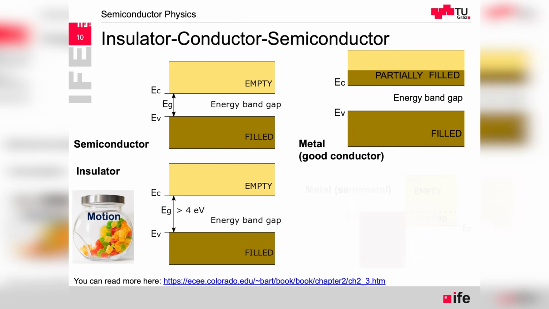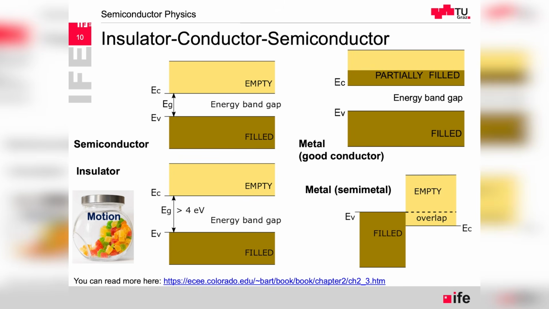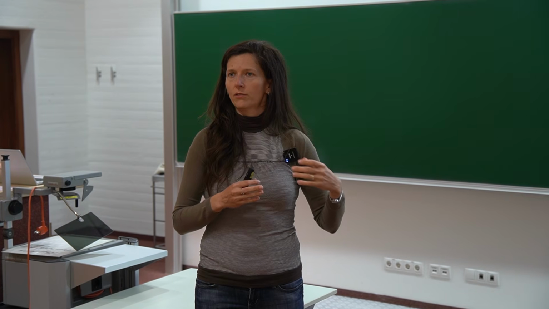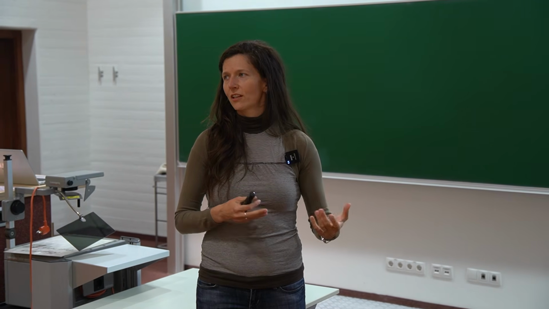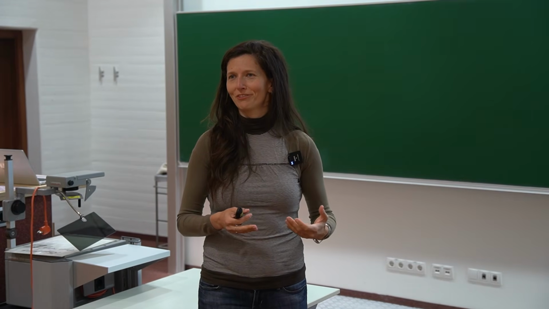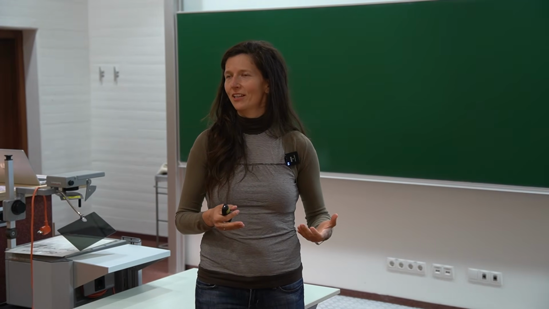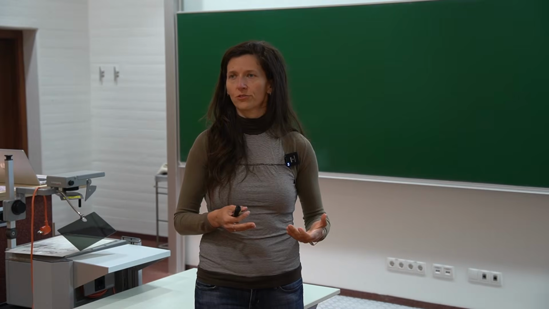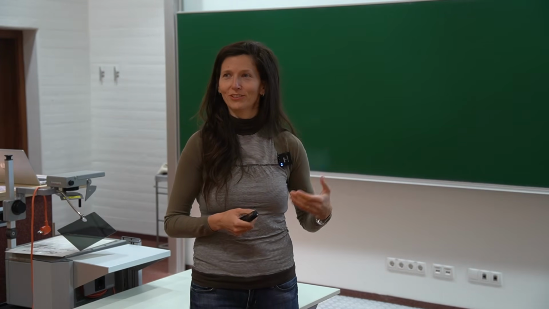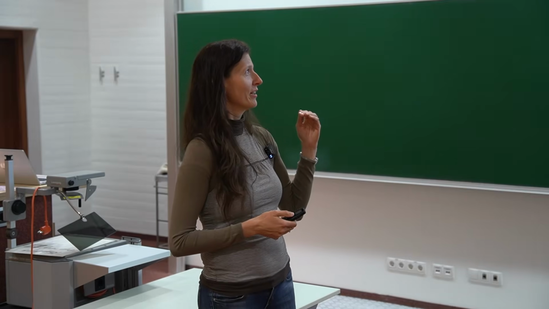And we have also some metals belonging to the category of semi-metals. So here the energy bands are overlapping, the valence and the conduction band. But when we look in detail at what happens there, we will see that these are not as good conductors. Also, when we look at it, the resistivity is much higher than in these good metals where the valence band is partially filled.